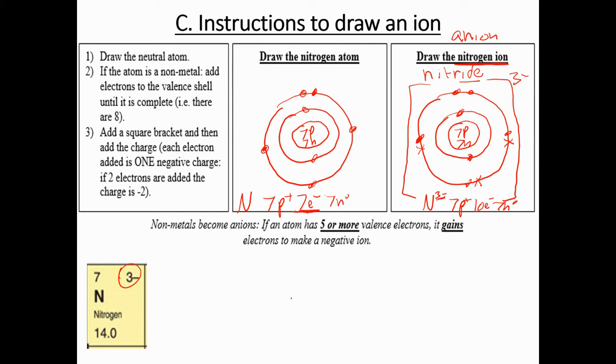And then you could do the same thing for the Lewis dot diagram. 1, 2, 3, 4, 5. It's easier to gain 3 than it is to lose 5. So let's do that. 1, 2, 3, 4, 5, and then 1, 2, 3. Put your square brackets there, and we get 3 minus.